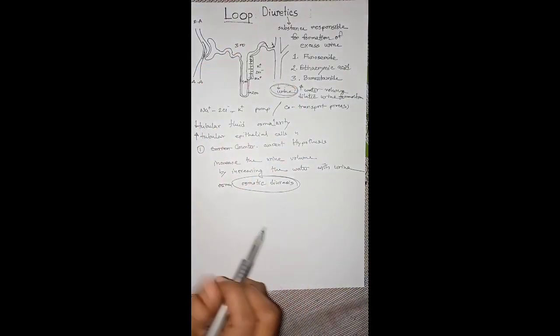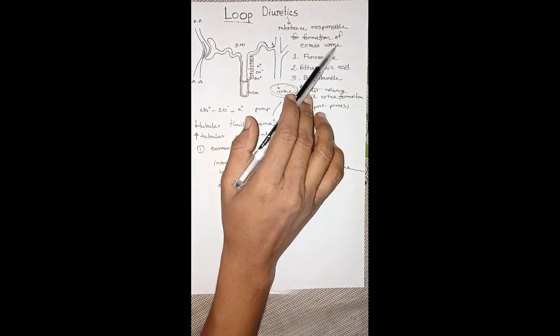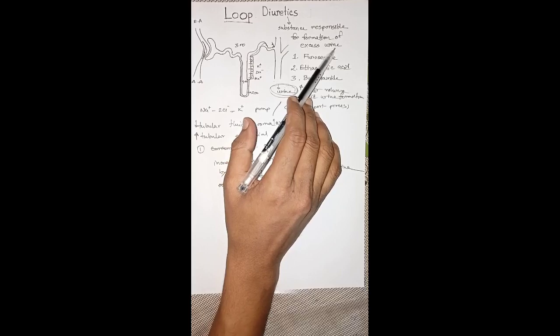Thus the loop diuretics perform their function of increasing the urine volume.